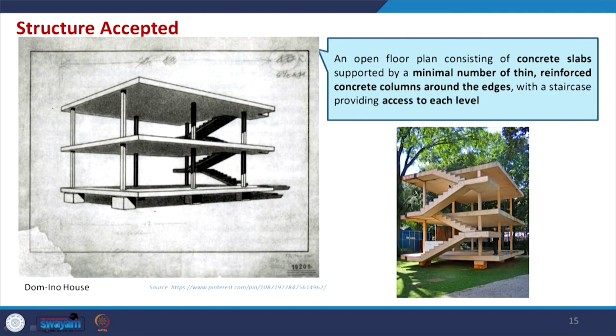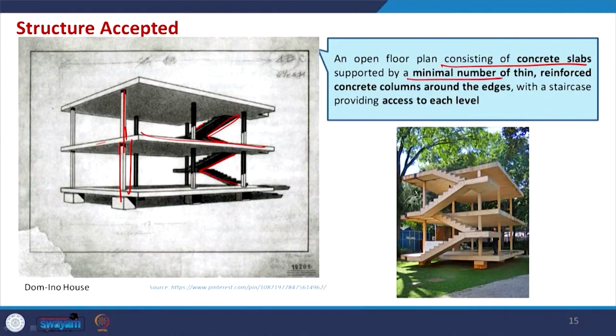This is the simplest one, proposed by Le Corbusier, the Domino house, with basically simple columns, and then you have a slab, and in order to access it you have a staircase. Simplistic. So here it is just the structure, with no ornamentation, nothing extra added to it. An open floor plan consisting of a concrete slab supported with a minimum number of thin reinforced concrete columns.